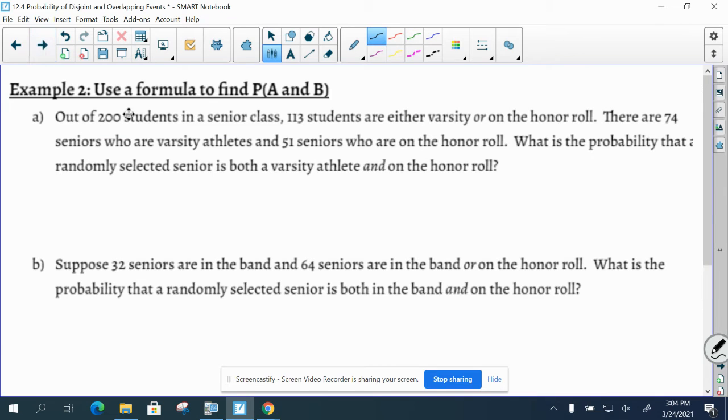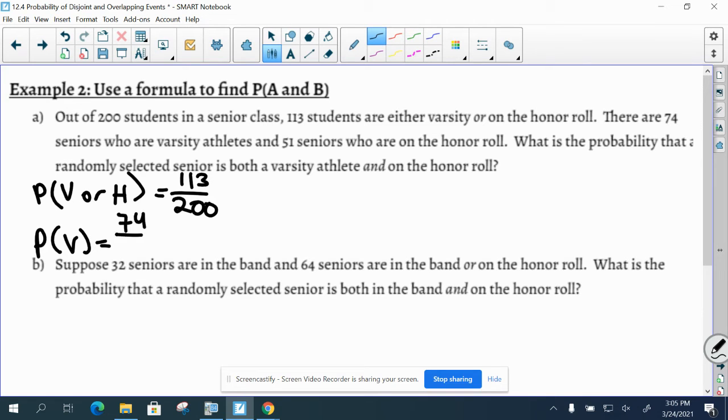All right, and then here's some more examples. Out of 200 students in a senior class, 113 students are either varsity or on the honor roll. So I'm going to say the probability of varsity or honor roll is equal to 113 over 200. There are 74 seniors who are varsity athletes, so the probability of being varsity would be 74 out of 200. And the probability of being on the honor roll is 51 out of 200.